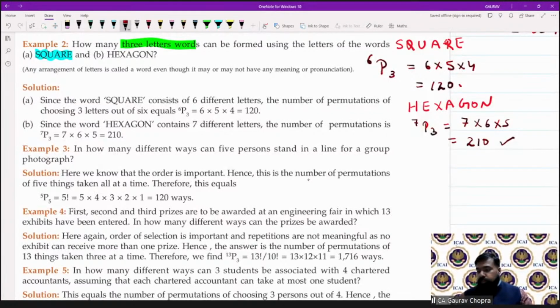Ms. Sweta Sharma says, thank you, sir, for making this chapter easier. Great. If you guys are finding this chapter easier, that's awesome.